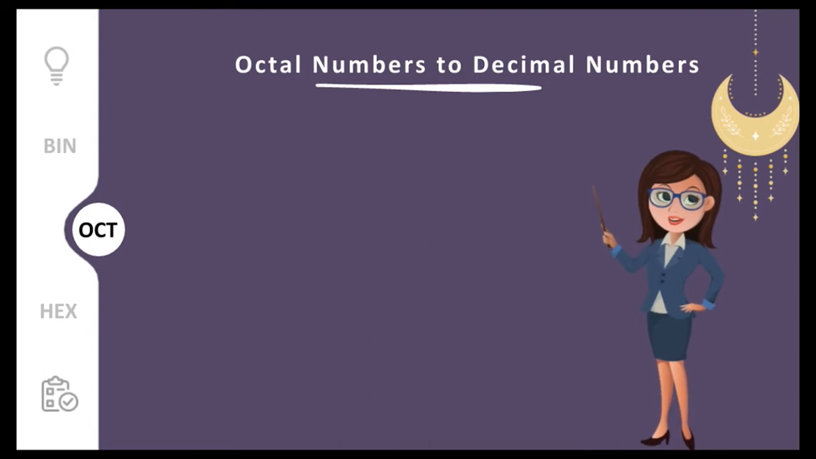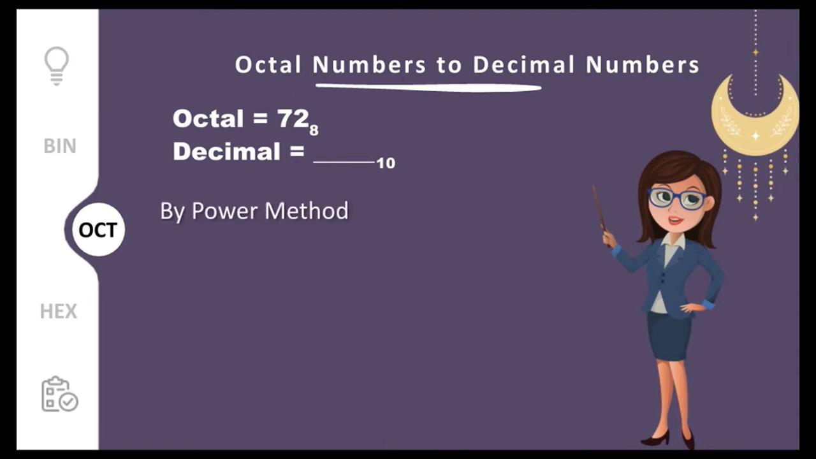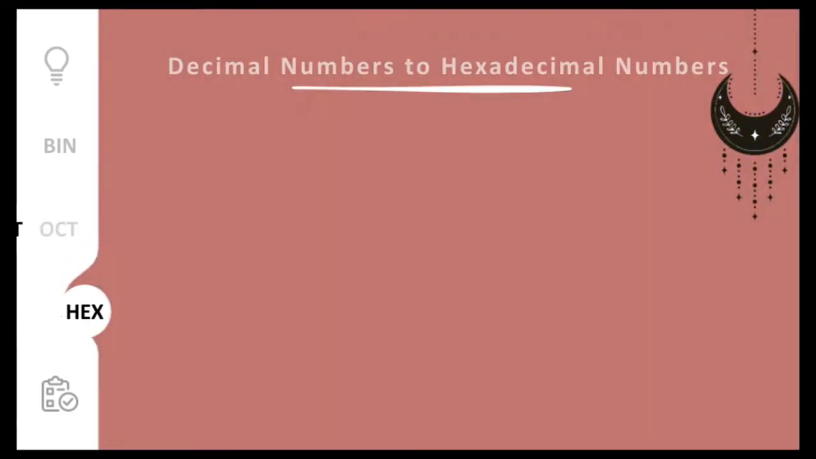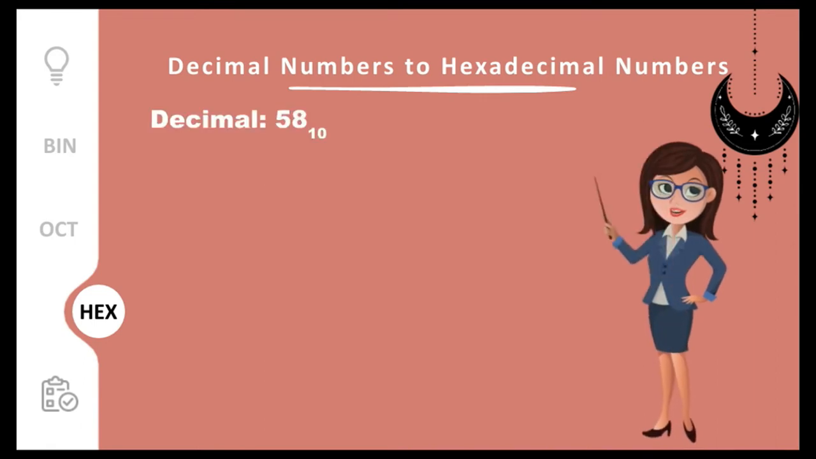Let's now convert octal number 72 to decimal number. Using again the power method, let's multiply 7 and 2 by the powers of 8. 8 raised to 0 is 1, so 2 times 1 is 2. And 8 raised to 1 is 8, so 7 times 8 is 56. Let's add the products 2 and 56 to get 58, which is the decimal number of the octal number 72. From the decimal number 58, we can now convert it to hexadecimal number.